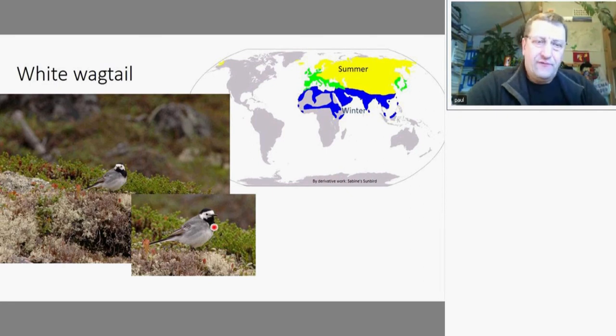There's a little bit of difference between the males and the females. The males are a little bit darker, and the females look a little bit more beautiful in a way.